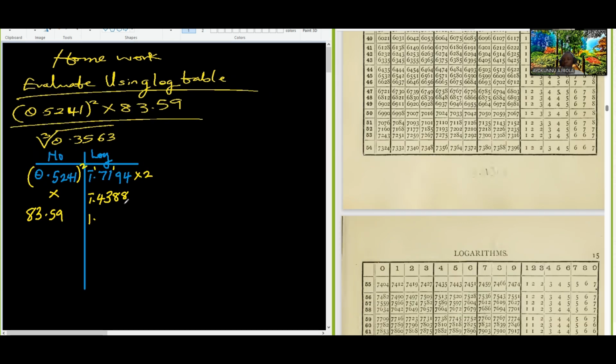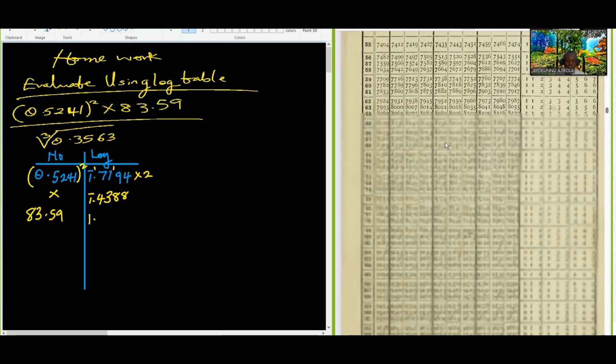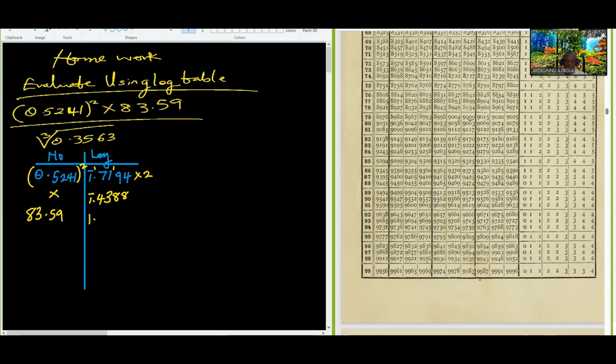We check logarithm 83 on the 5, difference 9. 83 is here: 1, 2, 3, 4, 5. Under 5 is 9217. Wait, not difference 1, but difference 9, okay? 83 under 5, difference 9. So under 5 is 9217. Difference 9 is the last digit there, which is 5. So 17 plus 5 is 23. So 9223.